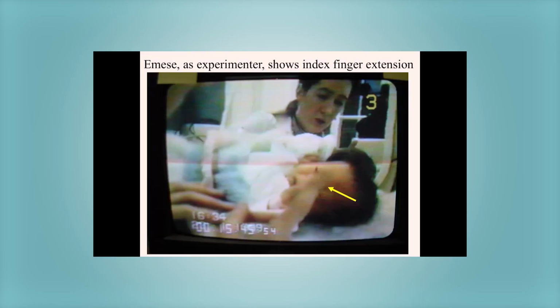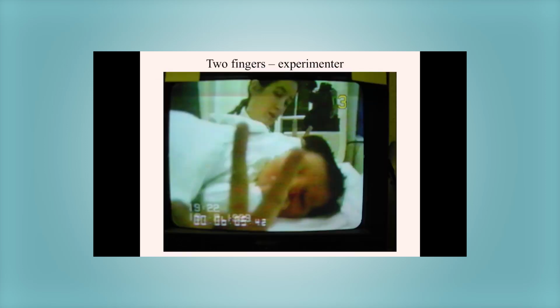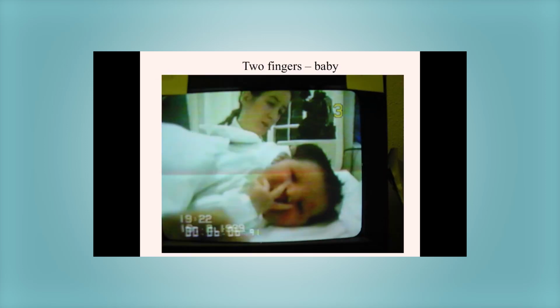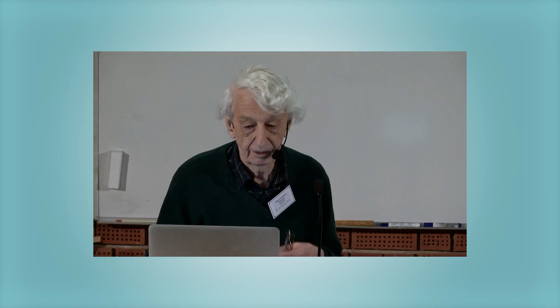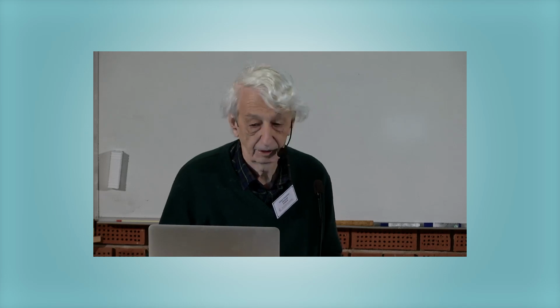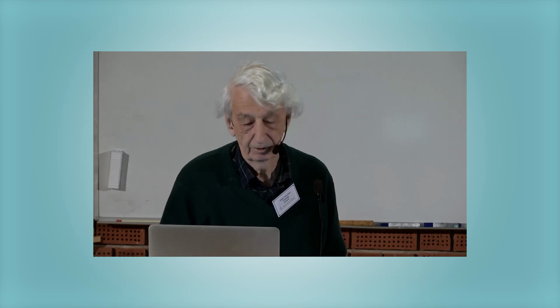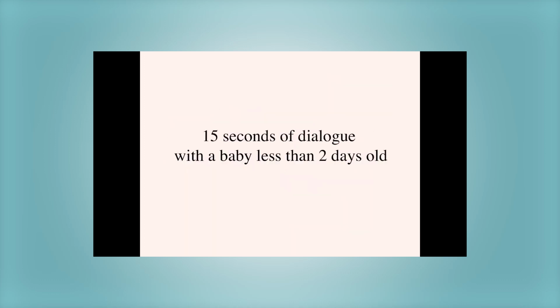She's making 1 finger, the baby imitates, then 2 fingers, and the baby imitates. They imitate 3 fingers. Now, they've never seen their hands before. They've had no time for learning. They have a natural instinctive ability to feel the movement in the body of what another person's body does. Their heart accelerates when they imitate, and it decelerates when they provoke. And this is 15 seconds of dialogue.